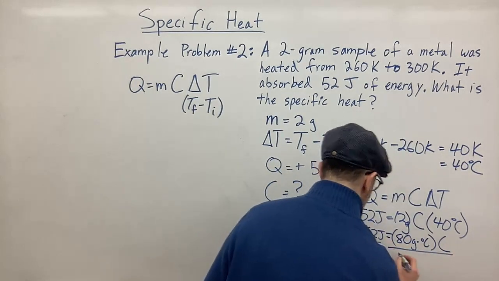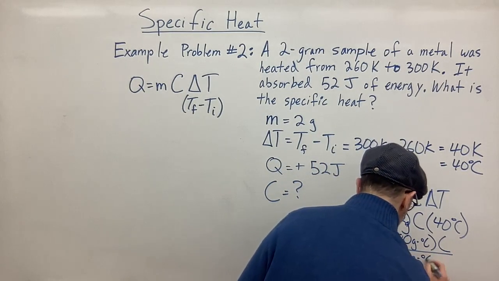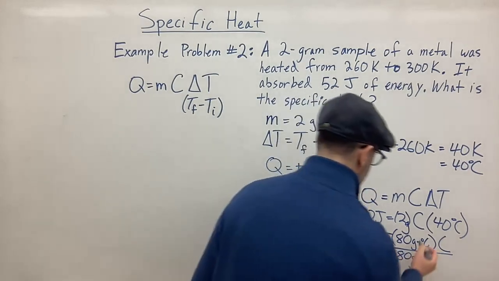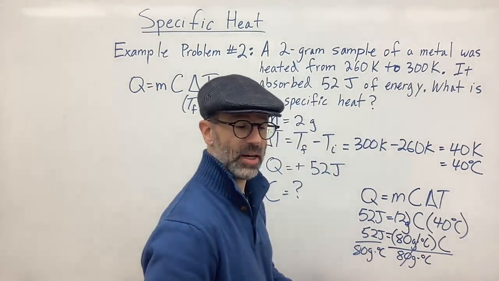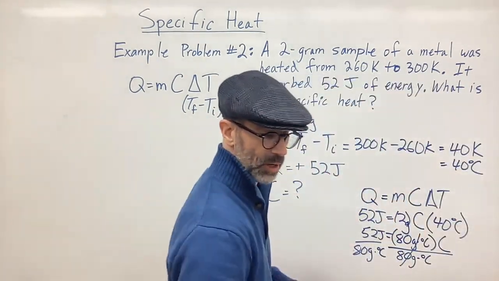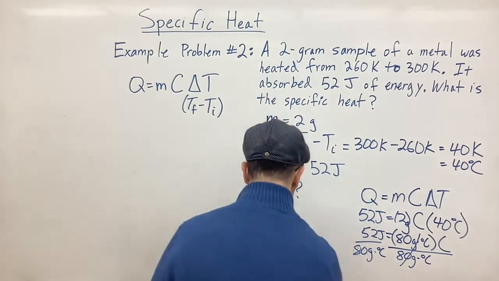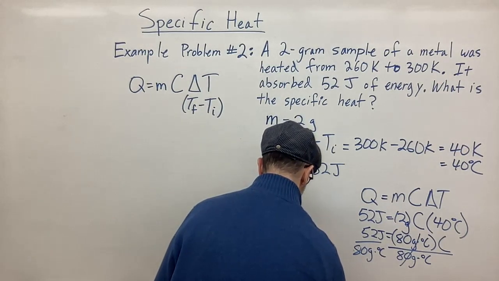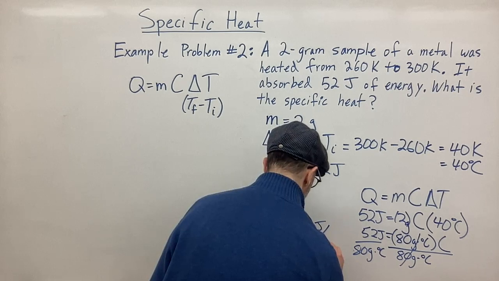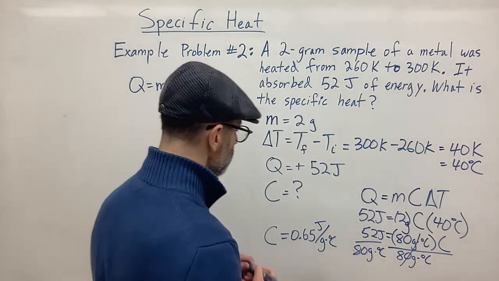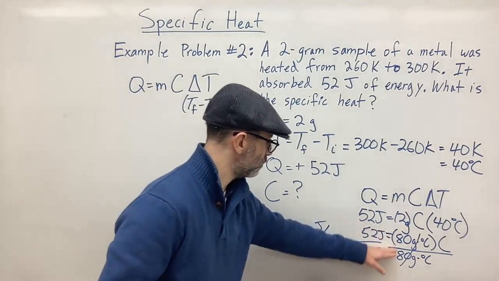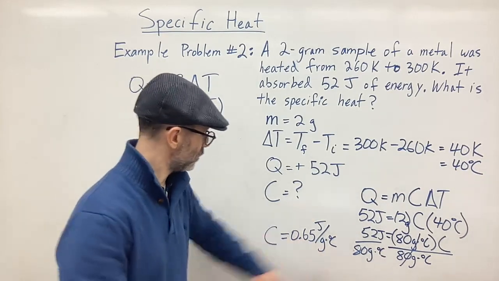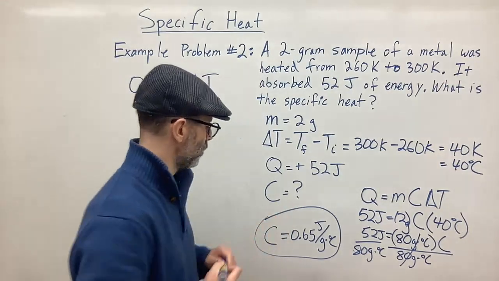Then you divide both sides by 80 gram degrees Celsius. That cancels out. And then you end up with, what did I calculate to be, 0.65. So the specific heat for this unknown metal is 0.65 joules per gram degrees Celsius. And so you can see that I've got the units of specific heat, which is what I wanted. So the units match what I want. That's good. So here is our answer.